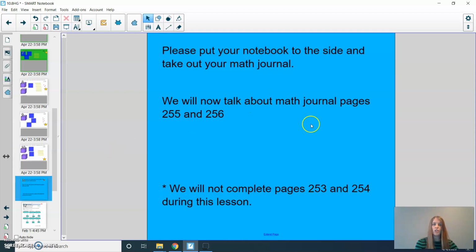Second graders, if you can put your notebook to the side and take out your math journal, we will now talk about math journal pages 255 and 256. Notice how pages 253 and 254 are not going to be talked about during this lesson.